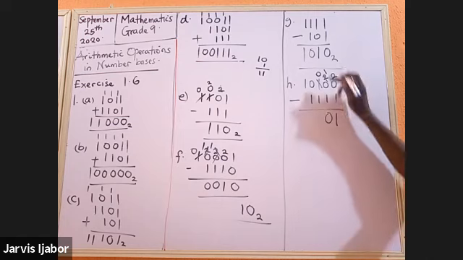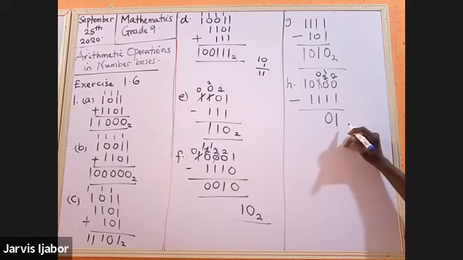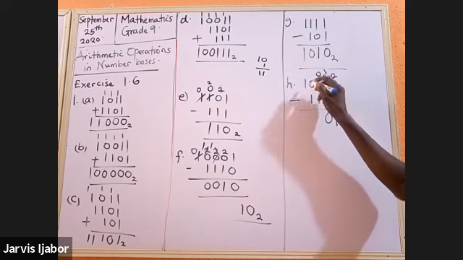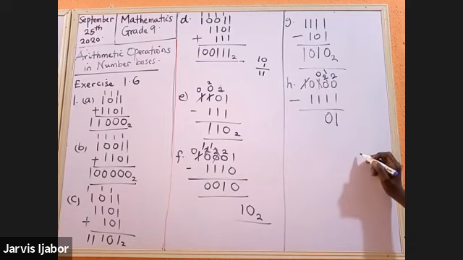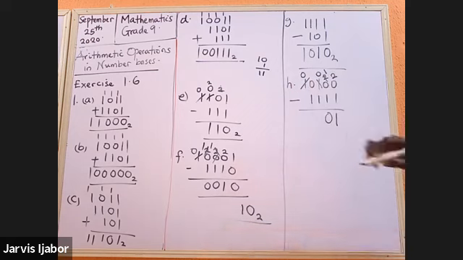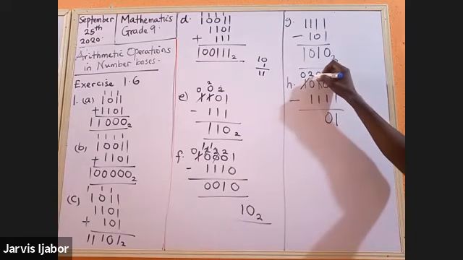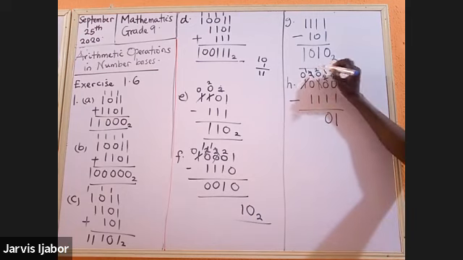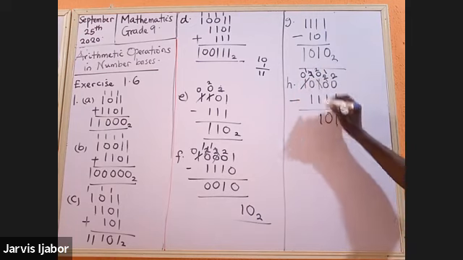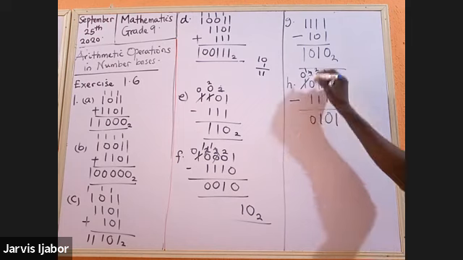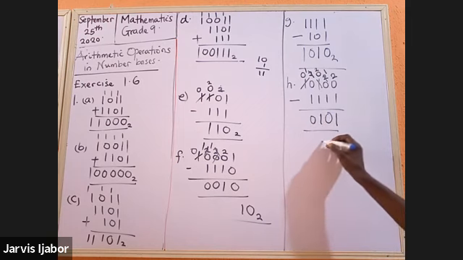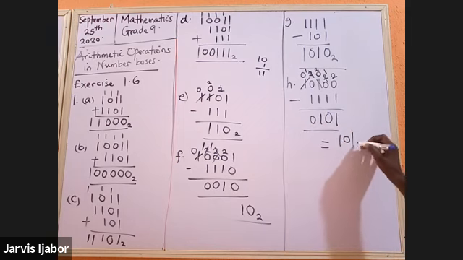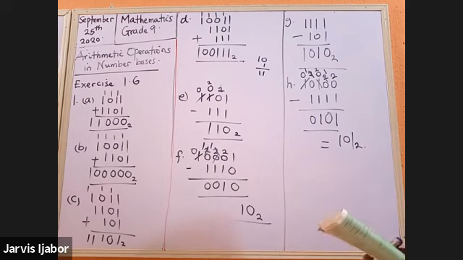Now watch again. 0 minus 1 is not possible. I can't borrow from nothing. So I have to take from here. And this becomes 0. This becomes 2. I'll take from here, becomes 1. And then this one becomes what? 2. 2 minus 1 is 1. And this will be 0, and 0. So the final answer becomes what? 101 base 2.